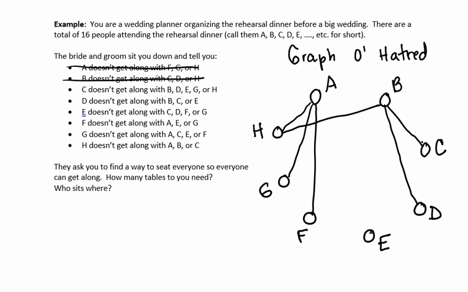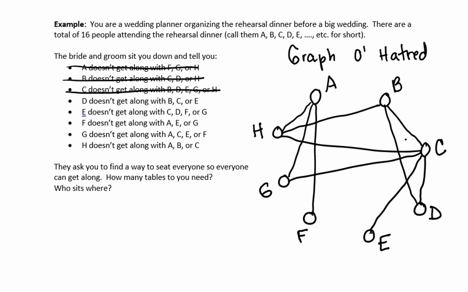C doesn't get along with B. I've already got that one. C doesn't get along with D. C doesn't get along with E, or G, or H. C seems like a very pleasant person. All right, B, D, E, G, or H. D doesn't get along with B. I've already got that. C, already have that, or E. E doesn't get along with C, or D, or F, or G.